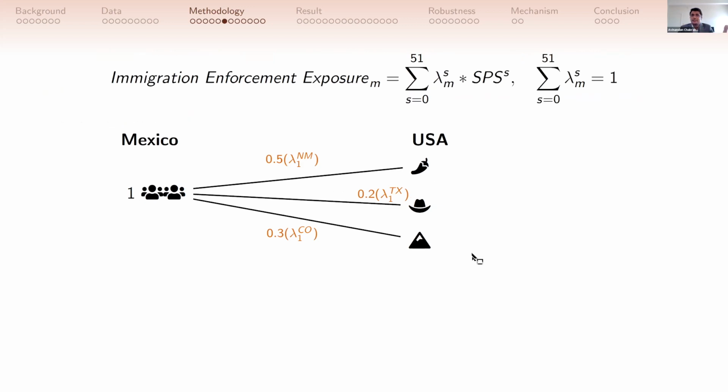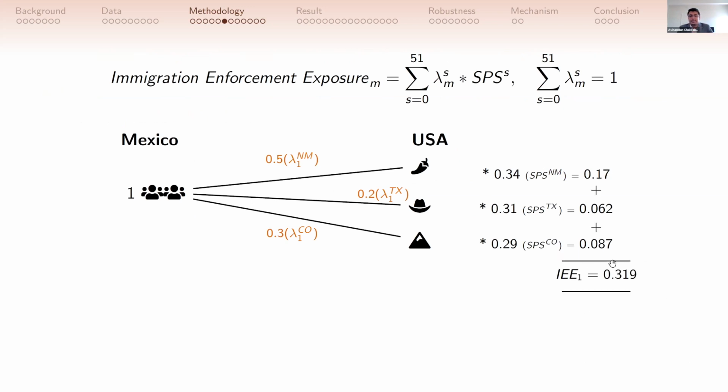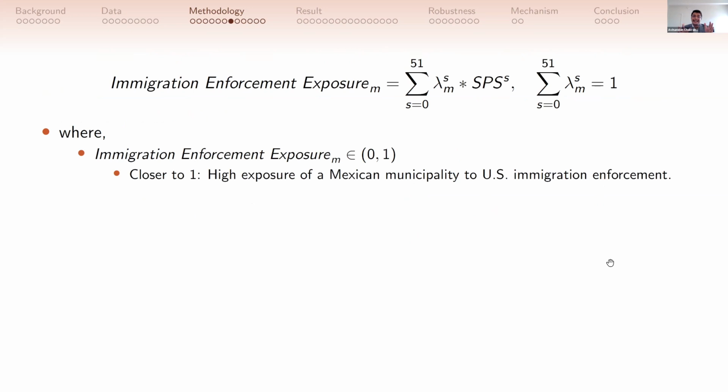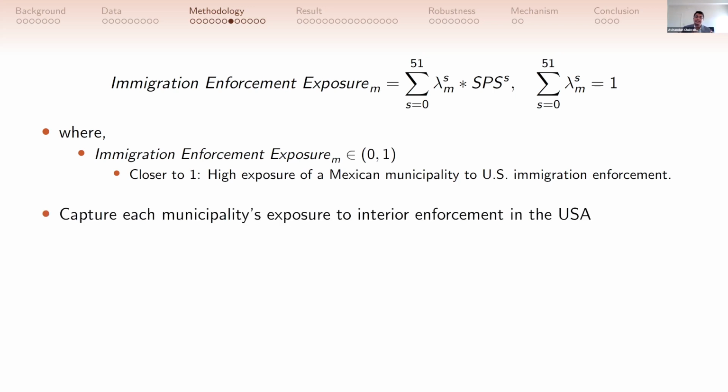Now, I create the instrument by multiplying these shares with the synthesized policy scores that I got by averaging the policy scores I had shown earlier. These are the scores that I get. When I add these scores, I get my instrument, immigration enforcement exposure. This is how I create my instrument. The immigration enforcement exposure lies from 0 to 1, 1 being high exposure of Mexican municipalities to immigration enforcement. The idea is that this captures each Mexican municipality's exposure to interior enforcement in the United States.